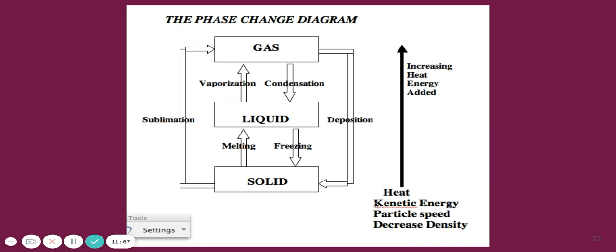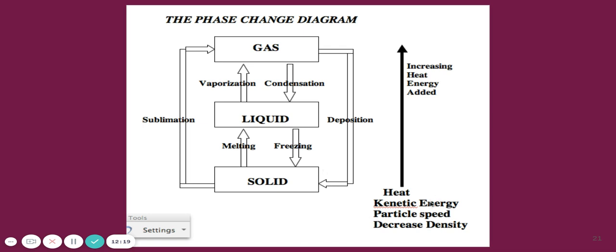Here we have an example of the phase changes. You'll notice here sublimation and deposition, where we're skipping from a solid to a gas and a gas to a solid as deposition here. Going from a solid to a liquid is melting. From liquid to gas is vaporization. From gas to liquid is condensation. And from liquid to solid is freezing.